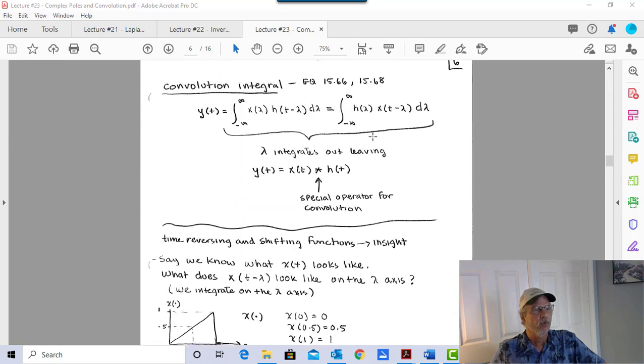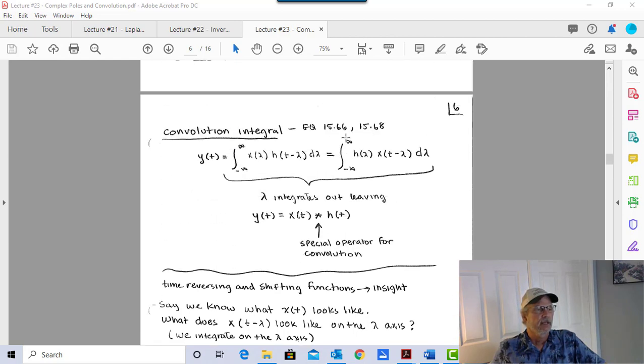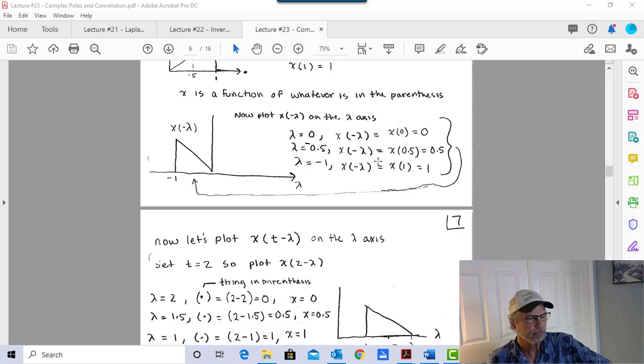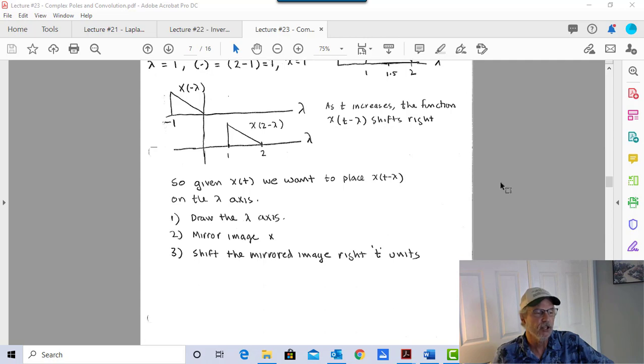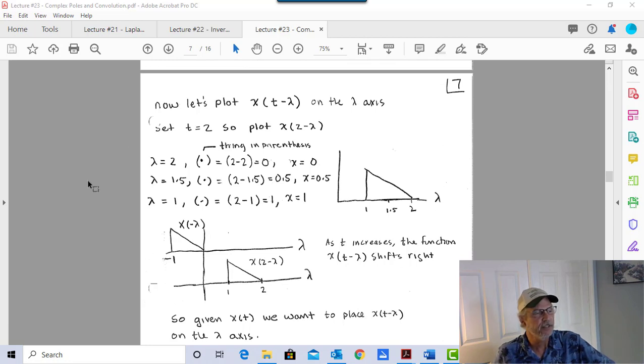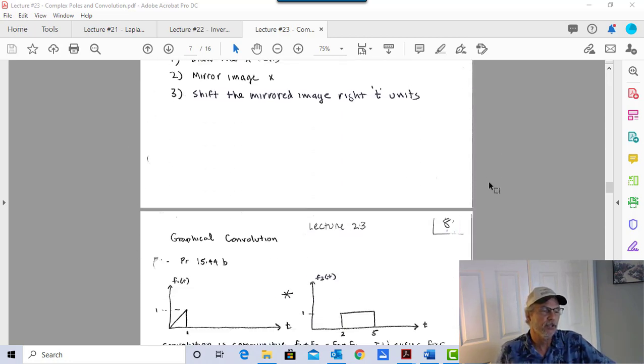Because remember, we want to calculate this integral. It could be this integral, but I'm going to focus on this side of it. I could do this one, but I like this one better, and you'll see why. So given x of t, I want to place x of t minus lambda on the lambda axis, so I draw the lambda axis. I mirror image x, and then I shift the mirrored image right by t units. That's the recipe that I get from this silly little argument where I used my dot.